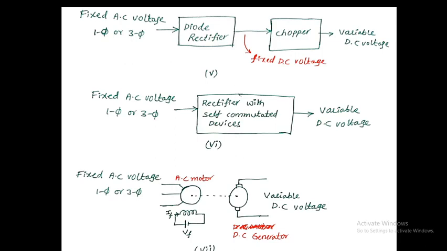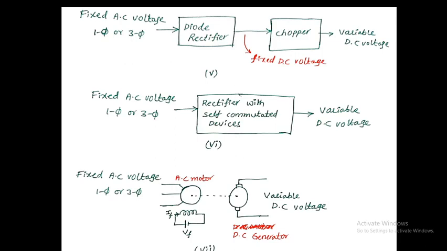And the sixth one is a rectifier with self-commutated switches. Earlier, the rectifier with thyristors is not a self-commutated device, right? So that is a naturally commutated device. But here, for the rectifier with self-commutated devices like MOSFET or IGBT, you can use them and we can get the variable DC voltage.